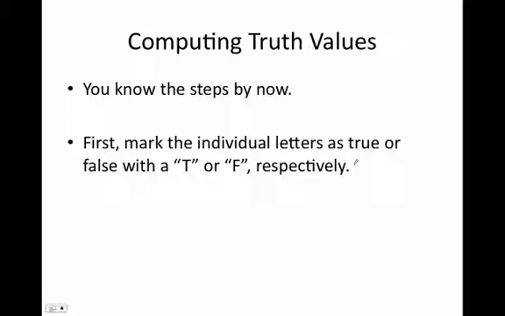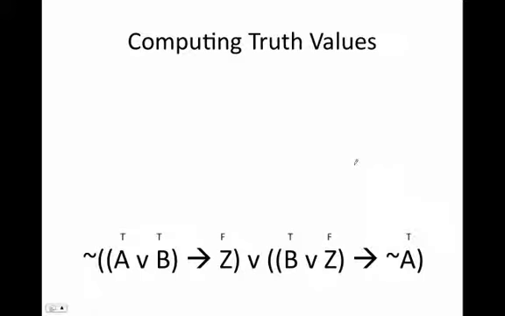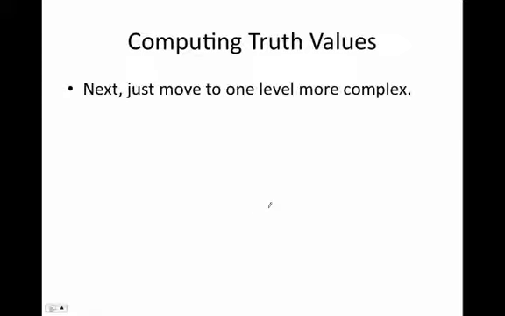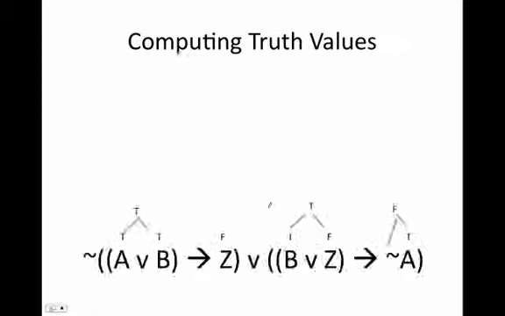First, mark the individual letters as true or false with a T or F, respectively. I did that for you. You're welcome. A is T, B is T, Z is false, B is true, Z is false, A is true. All right, well, what's the next step? Again, we'll just move on to one level more complex.